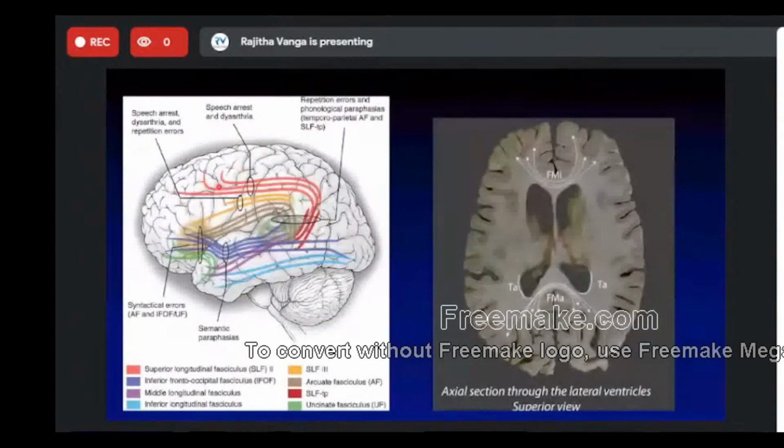Here, this red one is the superior longitudinal fasciculus, which connects the frontal area to the temporal lobe. And this is a horizontal, transverse section taken at the level of the corpus callosum. We can see the forceps minor and forceps major. The forceps minor was found to be different in transgenders when compared to cisgenders.